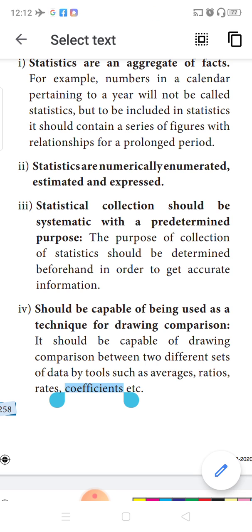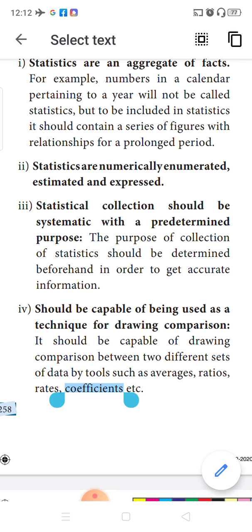Third point is, statistical collection should be systematic with a predetermined purpose. See, the data that is to be collected should have some purpose. Without any predetermined purpose, predetermined means already existing purpose, the data collected will not be of any use. Now, daily information about the corona, does it have any predetermined objective? Yes. To know whether the prevalence of corona is very bad or it is declining, to analyze that only we want all this.